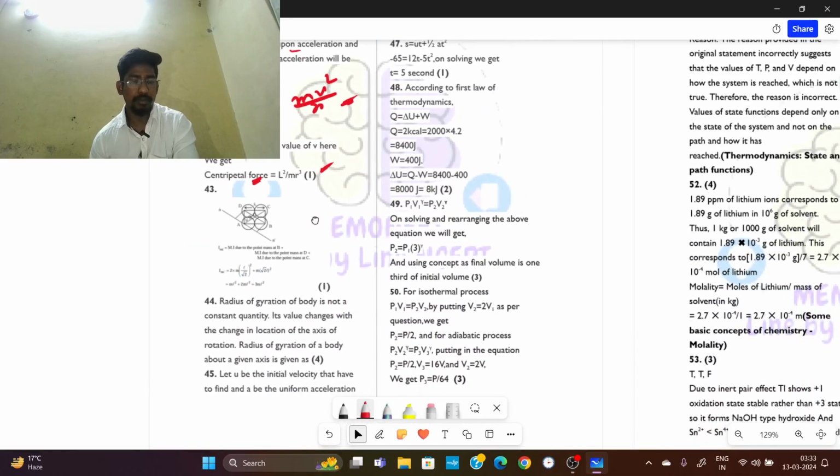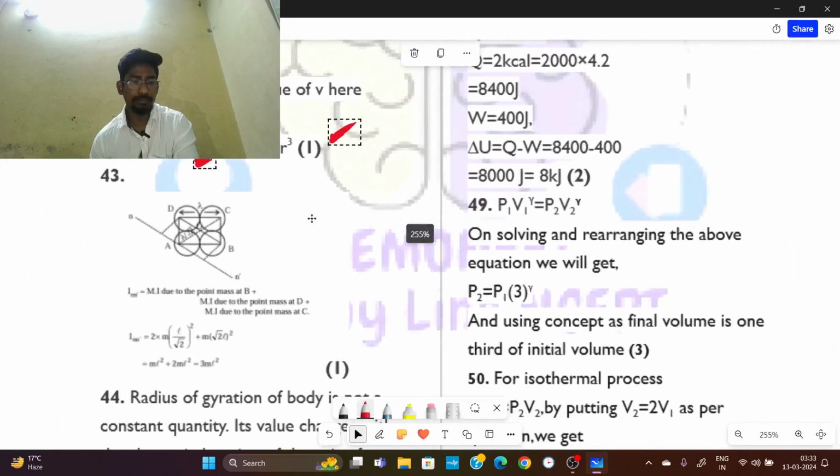So now moving on to question number 43. Four point masses, each of value m. The four points, this one, this one, this one, and this one, all have the same mass, that is equal to m.